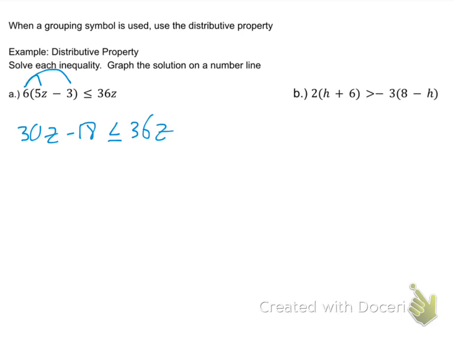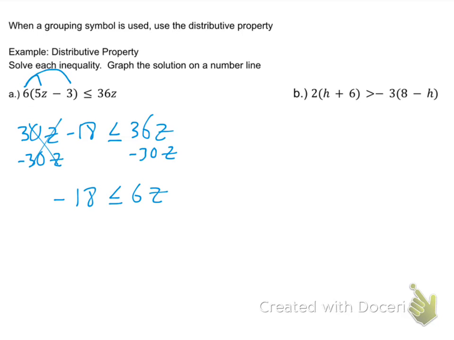And now it looks a lot like the problems that we did last time where there's a variable on both sides. And so then I'm going to subtract 30z, and anytime I'm adding or subtracting, I don't have to worry about signs or inequalities. So negative 18 is less than or equal to 6z.